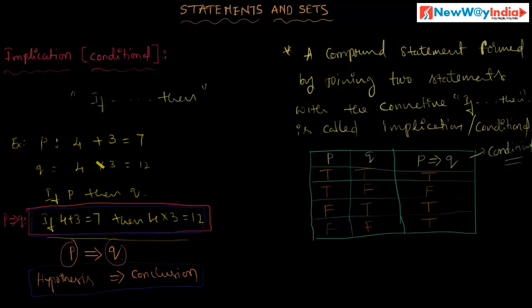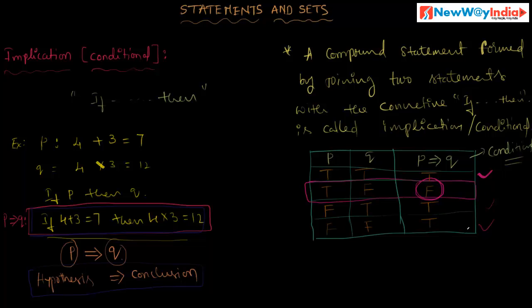So what do you observe here? Observe that the implication is false only when the hypothesis is true and the conclusion is false. In this case, the conditional is false. In the remaining cases, it is true.